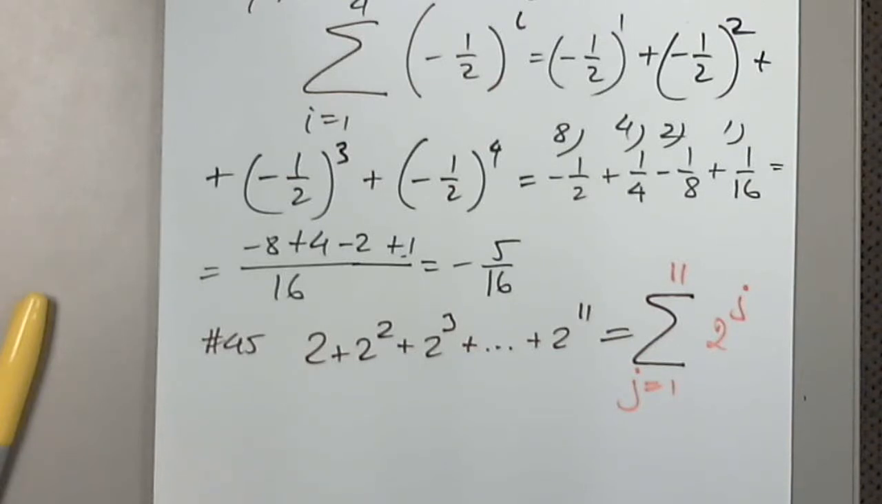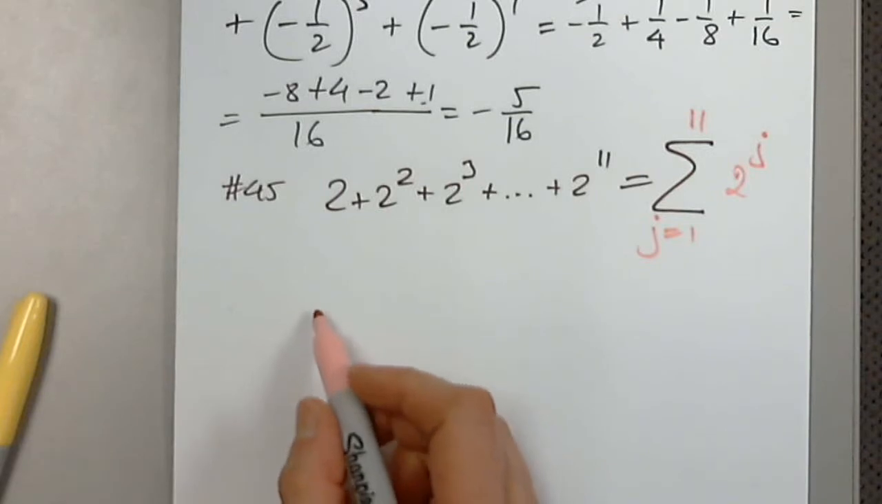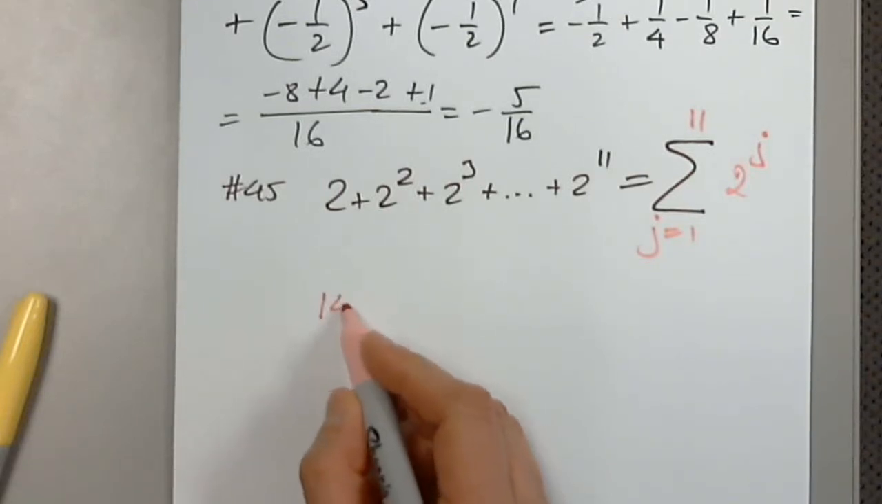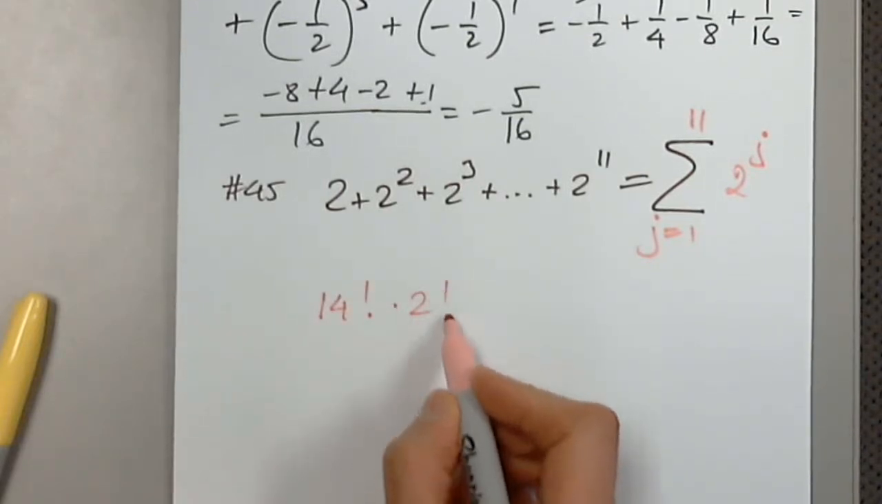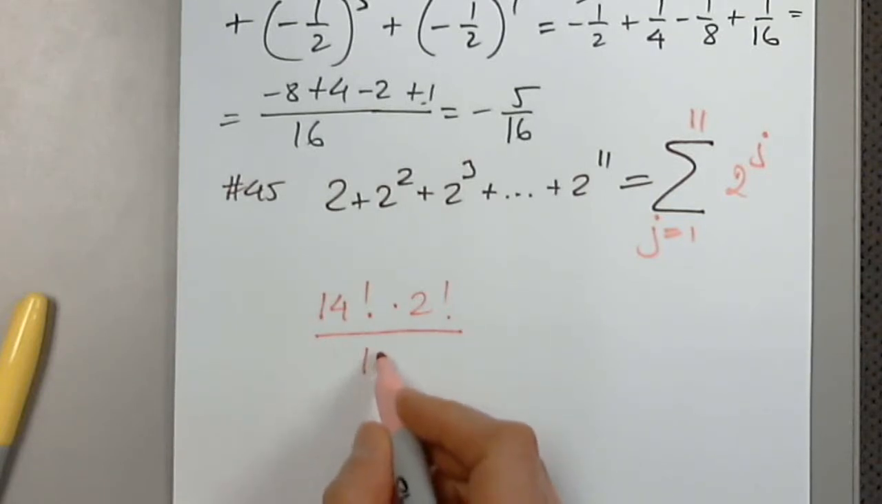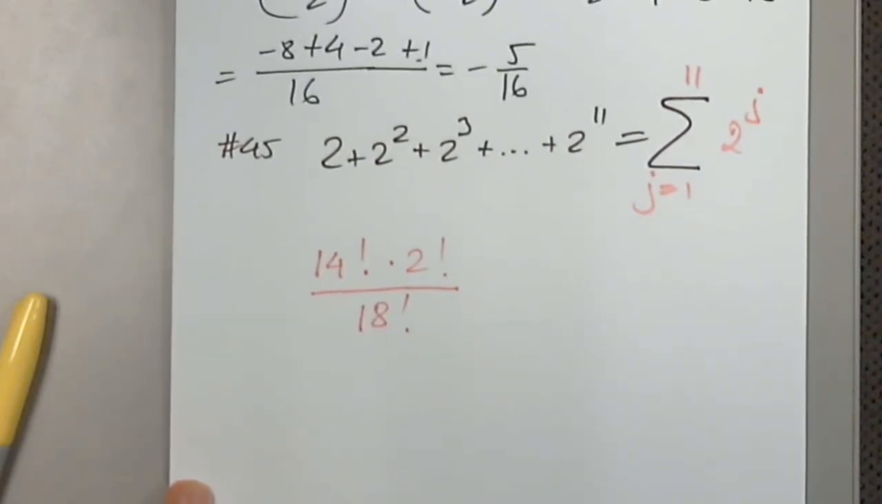You want to look at the factorial notation by any chance? Should we look at the factorial notation? Okay, very good. So let's do, let's say, let me make one up. Let's say we have 14 factorial times 2 factorial over 18 factorial.